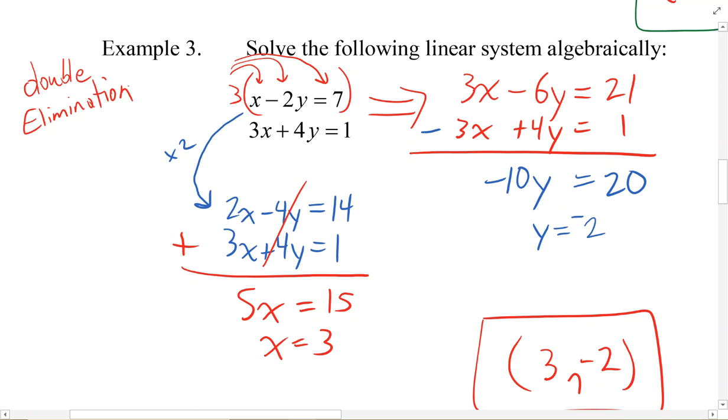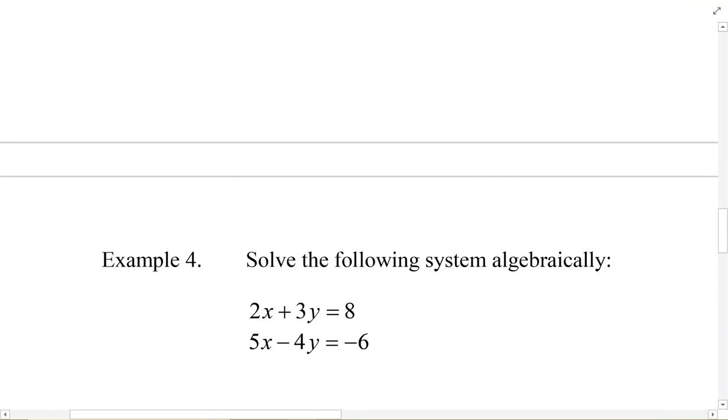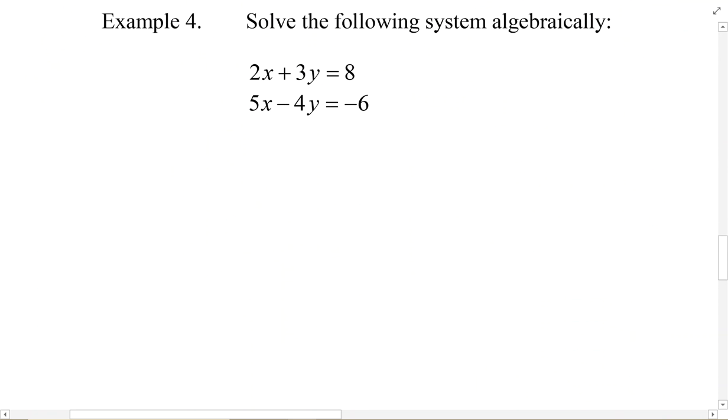Okay. Good. All right, so let's practice our double elimination. This one's going to be a little bit harder because we don't have to just multiply one equation. We got to multiply the other one as well. So what do you want to eliminate? Trevor, do you want to eliminate your x's or your y's first?